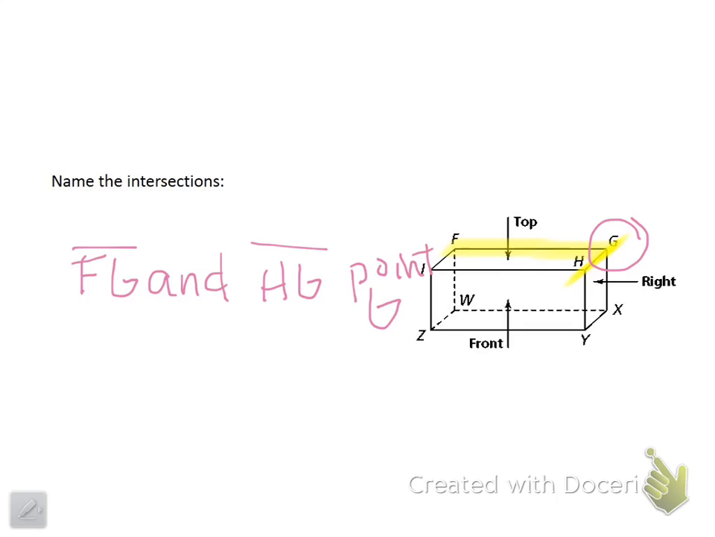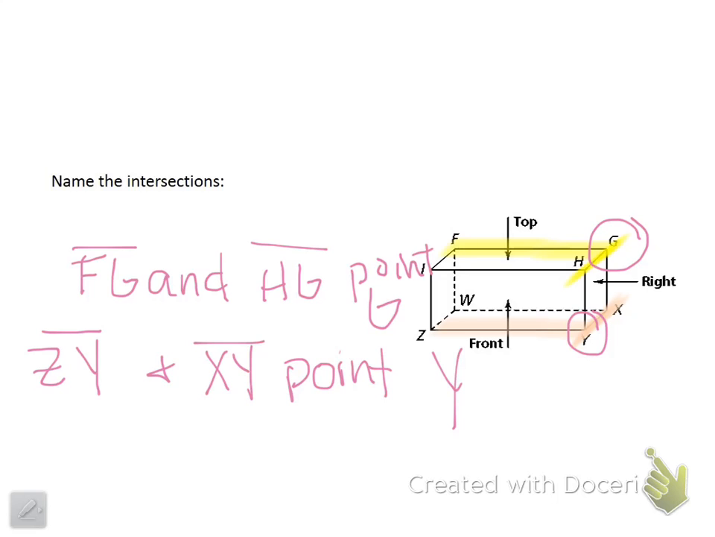Let's try another one. Let's pick a different color of highlight. How about segment ZY and segment XY? They intersect, they both run into point Y. There are tons of other segments that you could be doing in this picture. I'm just naming a few of them. I'm going to erase this, because now we're going to do planes.